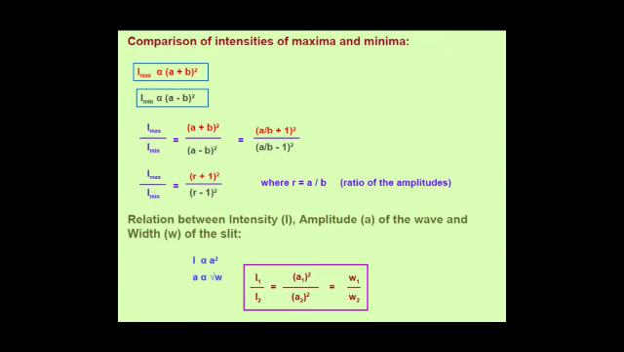In Young's double slit experiment, we use two slits or openings in an opaque surface to produce the coherent sources. The width of these slits, the intensity of the wave and the amplitude of the wave are correlated by the formula: intensity I is directly proportional to the width of the slit, which is directly proportional to the square of the amplitude of the wave.